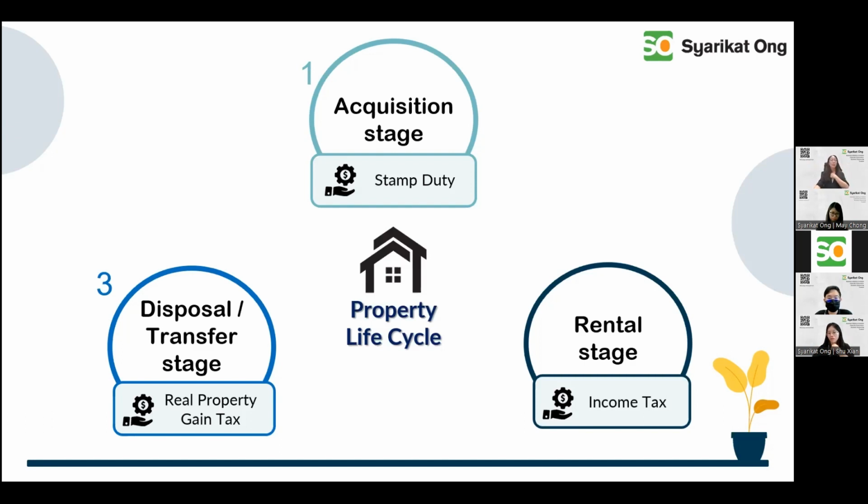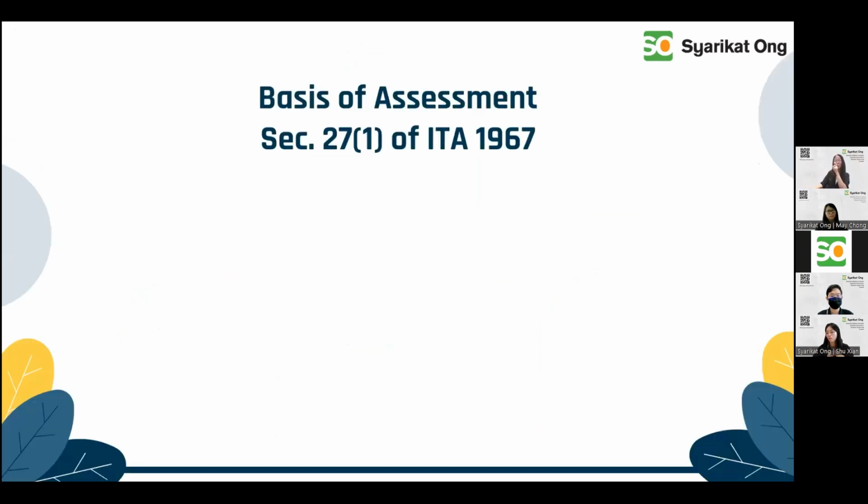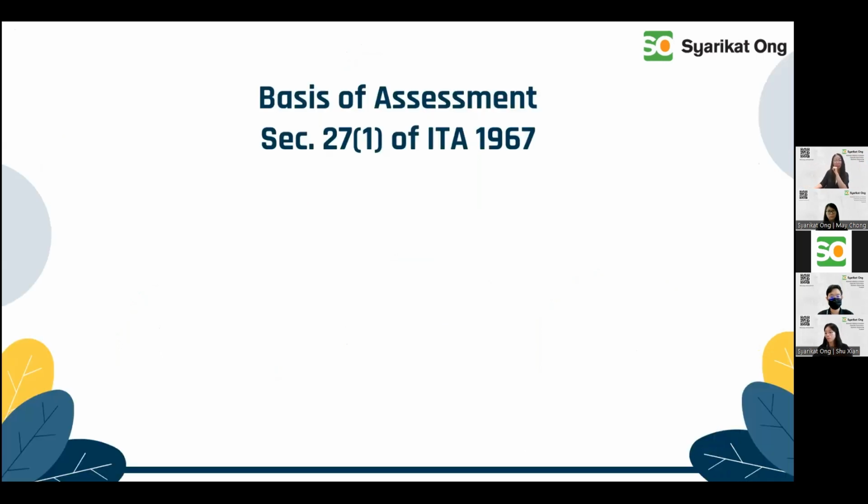Now, if this is talking about one single person, when I buy property, I will have stamp duty that I need to pay. Number 2, when the property is in my hand, I become a landlord. Then I will be doing my rental stage, and income tax becomes a tax that I need to satisfy. When I dispose of the property, I will then have real property gains tax waiting for me there. So for the property life cycle, when it comes to tax, these are the 3 very important things. Today, we only talk about income tax, the income tax on the rental stage only.